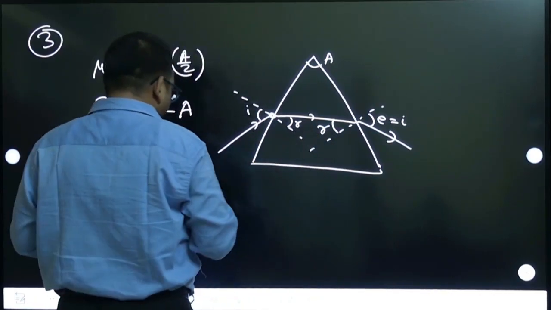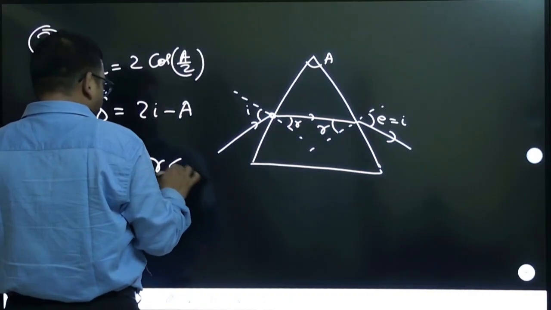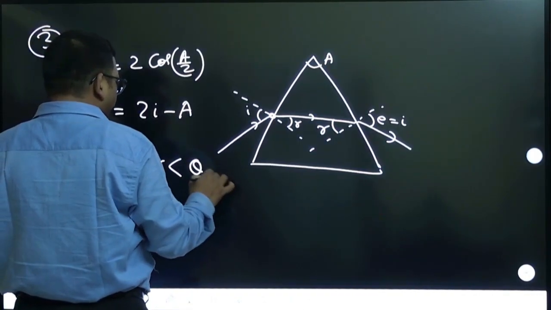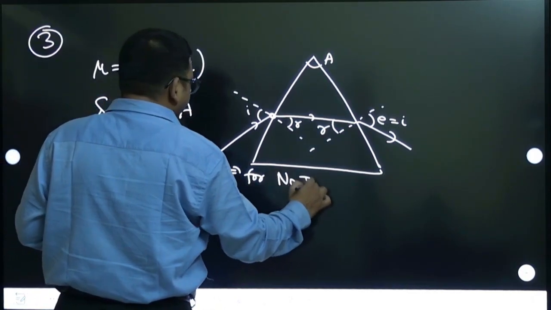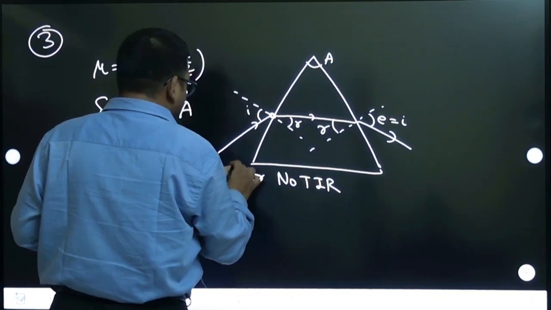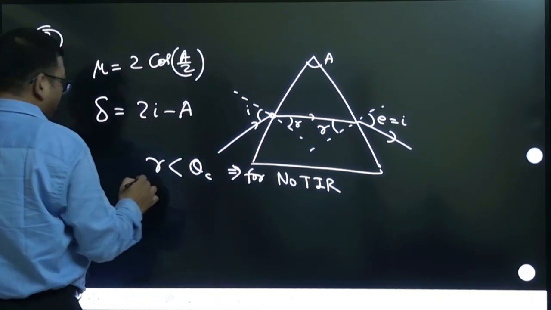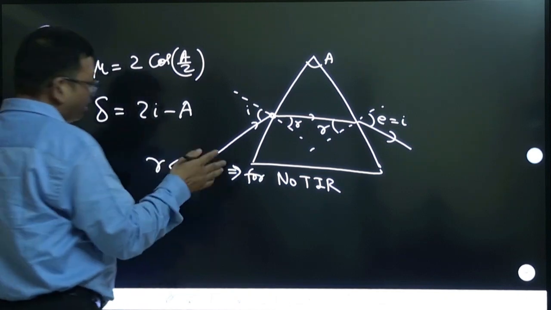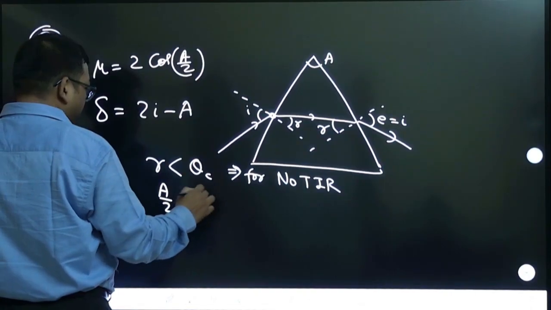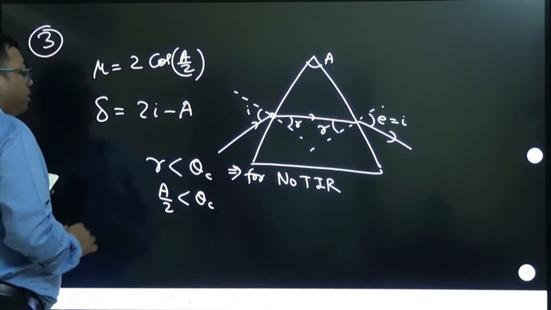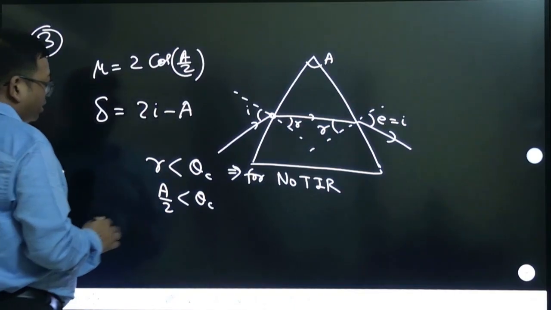Definitely, R has to be smaller than the critical angle. This is the condition for no TIR, no total internal reflection. And what is R here? R is A by 2, we know that. So A by 2 is less than the critical angle.